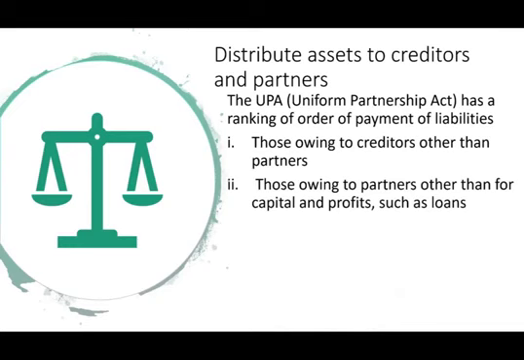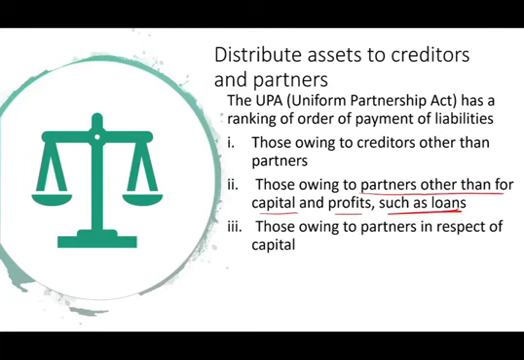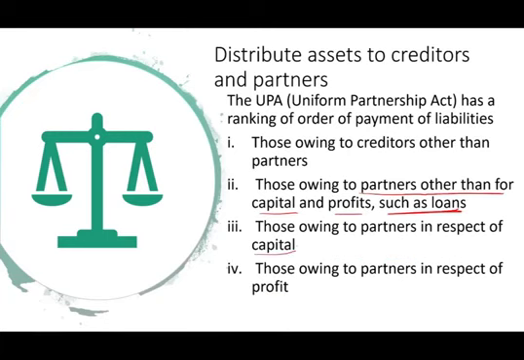Then you have to pay those owed to partners other than for their capital and profit. Then you have to pay the creditors who are your partners. In other words, those owed to partners, such as loans. So if you lend money to the partnership, then you have a priority after the creditors outside the partnership. But this priority does not affect your capital or profit ratio. This is separate. Then those owed to partners in respect to their capital, and then those owed to partners in respect to their profit.